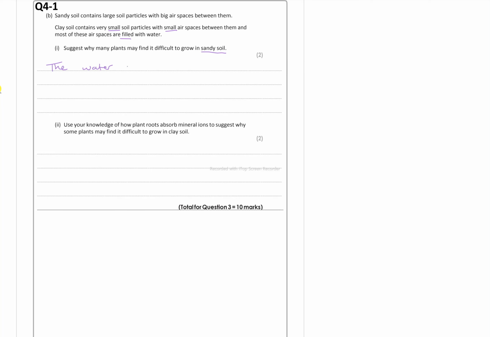The water will drain away, and plants need water to help photosynthesize. Secondly, if you've got a solid soil and the roots can establish in there, it keeps it steady. So if there's a storm or somebody brushes past it, it doesn't fall over. So we can say it provides stability to the plant.